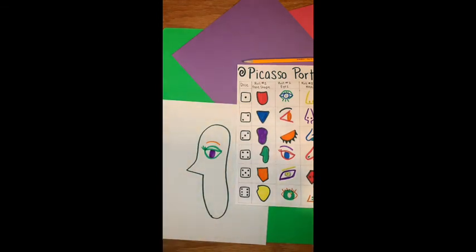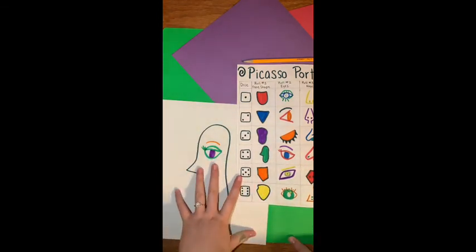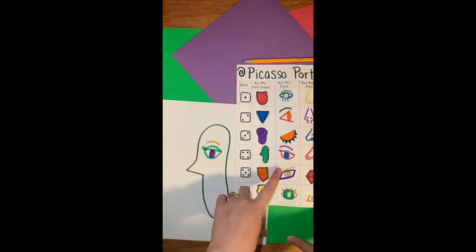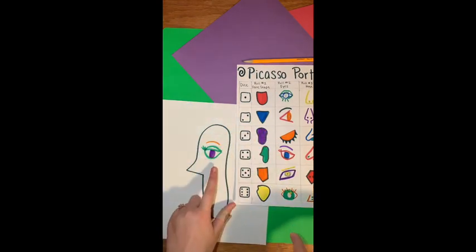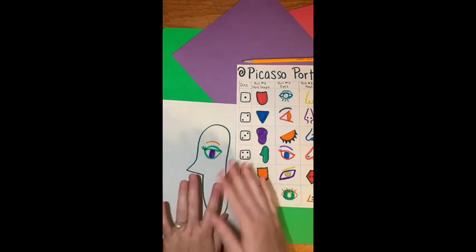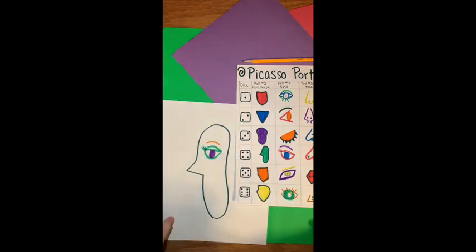The funny thing about Picasso is that things usually didn't fit. They were very abstract. So this eye is technically facing this way, but on my portrait, this eye is almost like backwards, the way it should be for this face, but that is totally fine.